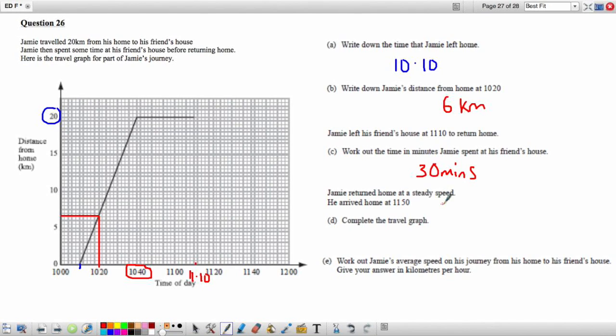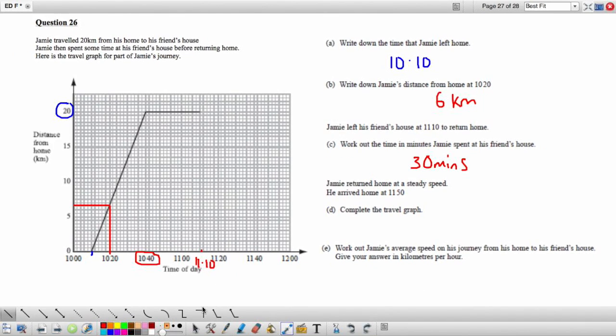Jamie returned home at a steady speed, therefore the line needs to be straight. He arrived home at 11:50, so that's halfway here between 11:40 and 12 o'clock. So taking your ruler and drawing a straight line connecting here halfway, so we're going back 3, 4, 5 here in our graph.